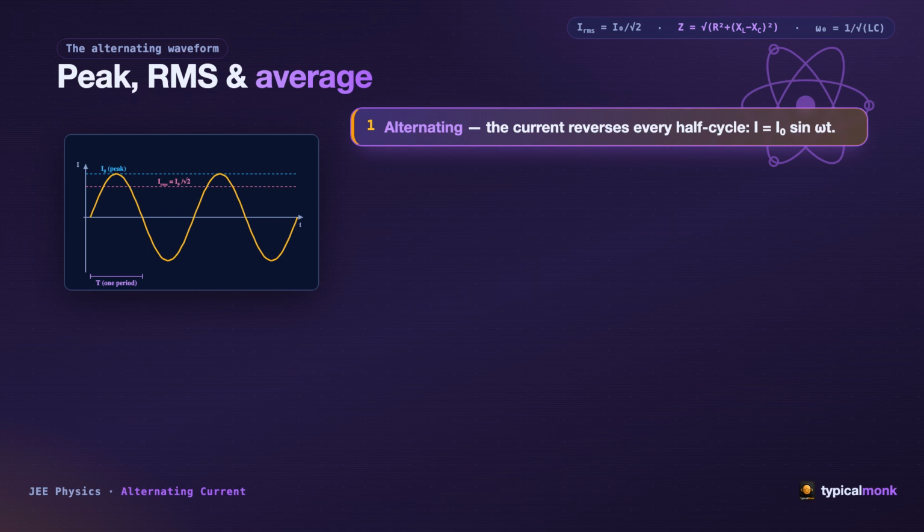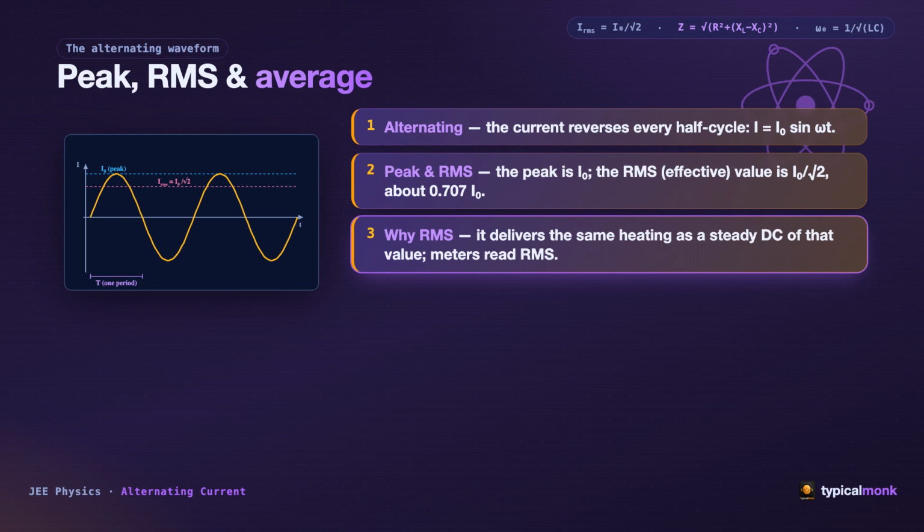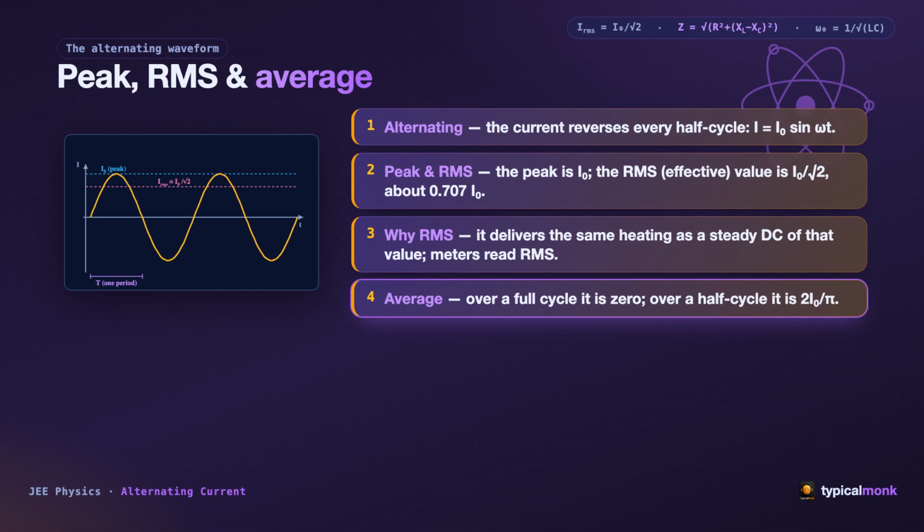Now look at the waveform, the alternating current in time. Alternating, the current reverses direction every half cycle: I equals I0 sine omega t. Peak and RMS: the peak is I0, the RMS or effective value is I0 over root 2, about 0.707 times the peak. Now why RMS? Because it delivers the same heating as a steady DC of that value. And meters always read the RMS. Average: over a full cycle, the average is 0. Over a half cycle, it is 2 I0 over pi.